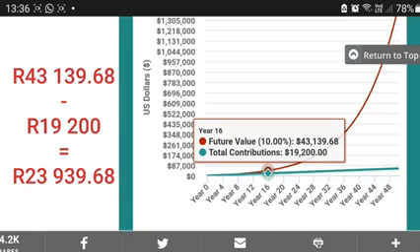In year 16, your contribution for the year was 1,200 Rand. But the interest that your money earns is now 23,939. Remember, it's interest that has been earned on previous interest and previous contributions. And at this point, your interest is bigger than your contribution. So your contribution is a dwarf at this moment.